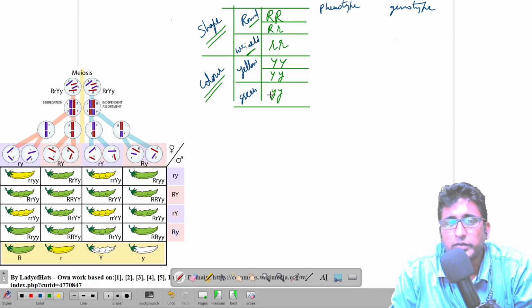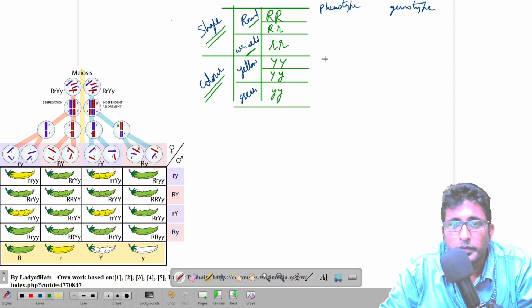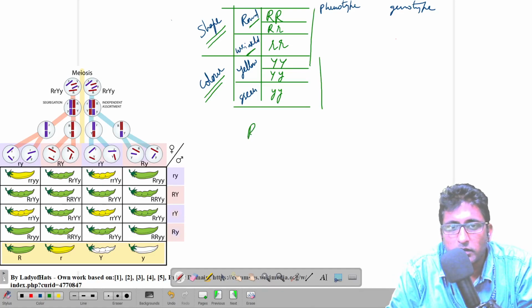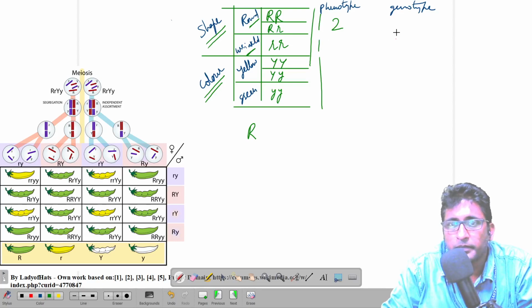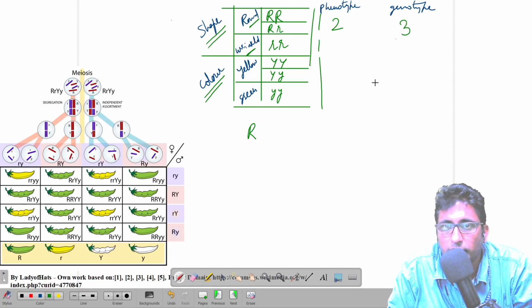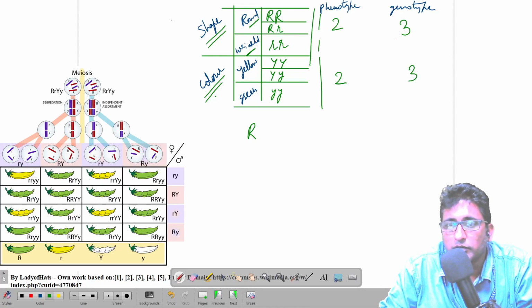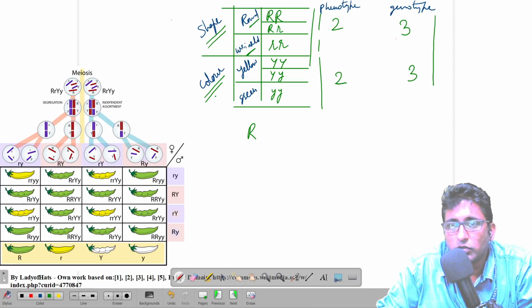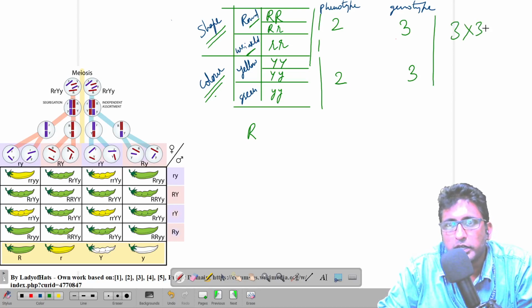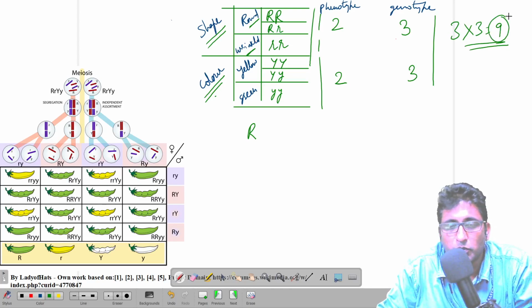So phenotypically we can see it this way, or genotypically. So basically we have all these combinations. For shape, we have two phenotypes, that is round and wrinkled, and genotype-wise we have three of them. Similarly, for color, we have two different varieties, that is, it could be yellow or green, and genotypes we have three of them. How many combinations could form here would be 3 into 3, so 9 different combinations are possible.